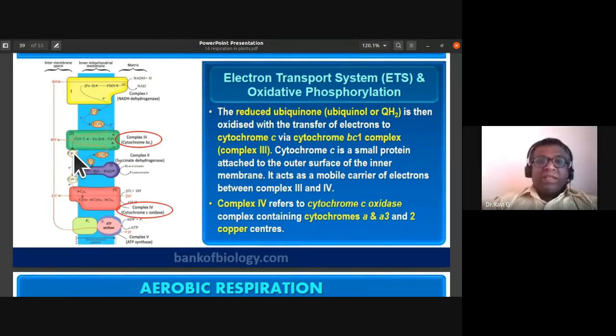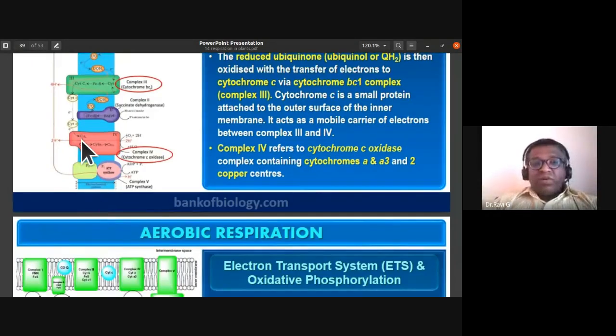So they are going to supply the electrons from complex 3 to complex 4. Complex 4 refers to cytochrome C oxidase. These complexes are systems of enzymes.